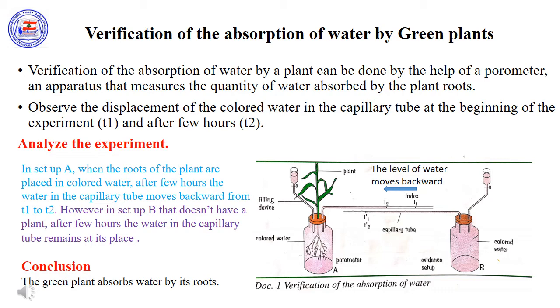Now let's analyze the experiment. In setup A, when the roots of the plants are placed in colored water, after a few hours, the water in the capillary tube moves backward from T1 to T2. However, in setup B, that doesn't have a plant, after a few hours, the water in the capillary tube remains at its place. What do you conclude? I conclude that the green plant absorbs water by its roots.